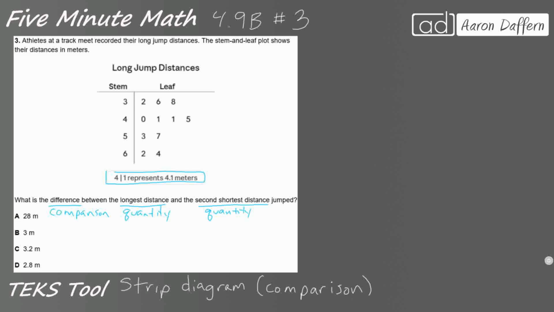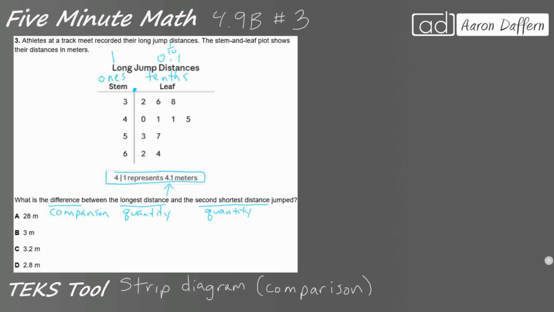Take a look at this key: 4, then that line, and then 1 represents 4.1, or 4 and 1/10. So that means that this is like a decimal point right here. This is the ones place, and this is the tenths place. Or we can just write that as 1 and 0.1, or 1/10. That's going to be tricky because a lot of times the stem will be the tens and the leaf will be the ones. This one's slightly different. That's why this is so important.